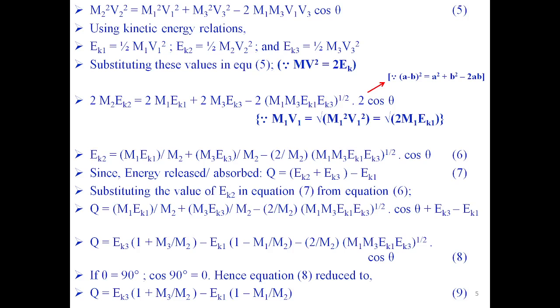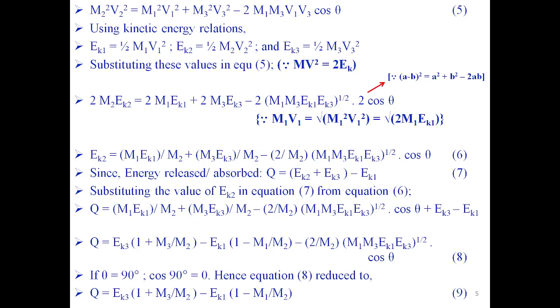Suppose theta is 90 degrees. So let us say the projectile is scattering at 90 degrees. In such a case cos 90 is 0, so the last term of equation 8 becomes 0. Hence equation 8 can be reduced as Q is equal to Ek3 into 1 plus m3 by m2, minus Ek1 into 1 minus m1 by m2. And this is the final equation, and this is the energy involved in the reaction.